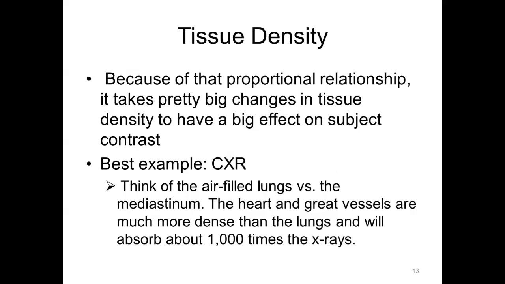But there are cases in the body where you do have very big changes in tissue density. The prime example is a chest X-ray. You have air in the lungs. You have your mediastinum, the heart and great vessels. Those tissues are much more dense than the air in the lungs. They're going to absorb about 1,000 times the X-rays.